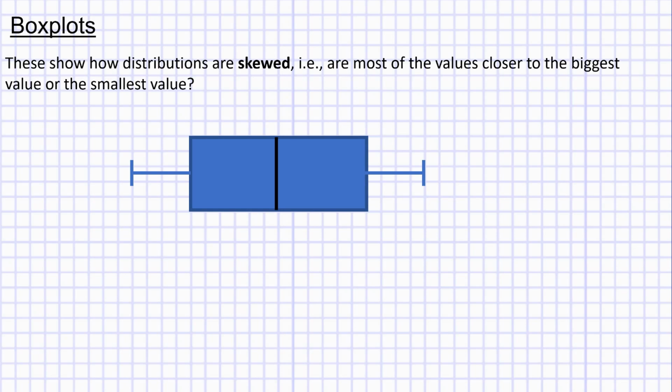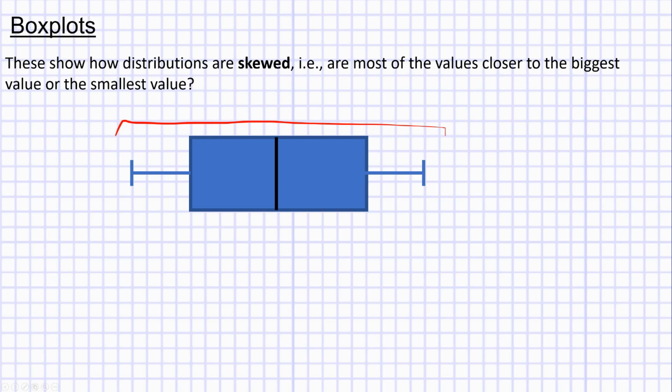Boxplots are a way of showing how a distribution is skewed, similar to cumulative frequency graphs. Essentially, they tell us whether most of the values are closer to the upper end of the distribution or the lower end. So here's a couple of examples. This box plot is basically neutral. This is a distribution with no skew whatsoever, really. The median is right in the middle, where the mean is right in the middle, where the median is.